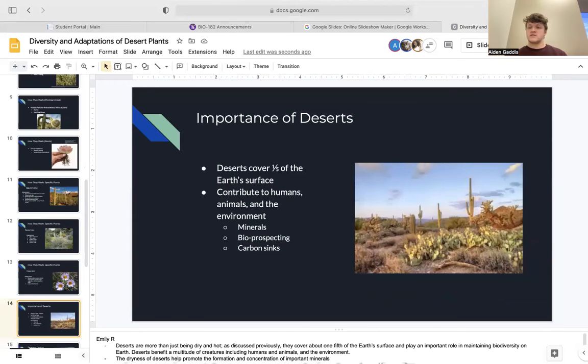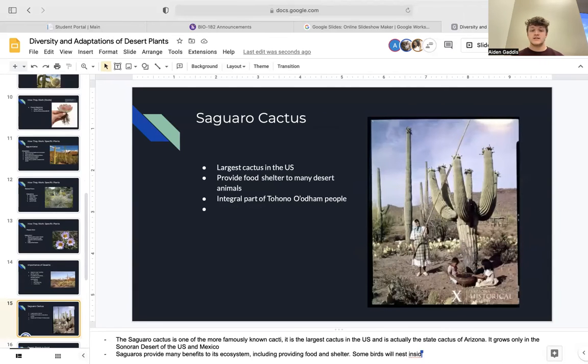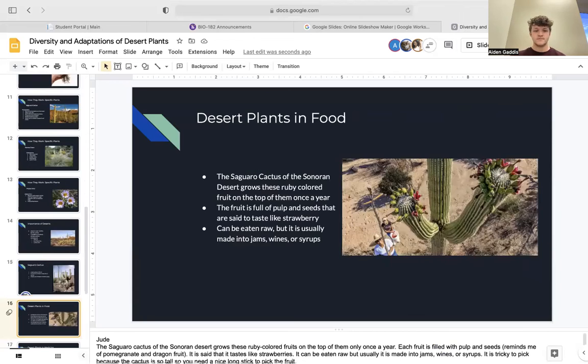All right, and the importance of deserts is deserts cover 1/5 of the Earth's surface. They contribute to humans, animals, and the environment through minerals, bioprospecting, and carbon sinks. The saguaro cactus is the largest cactus in the U.S. It provides food and shelter to many desert animals and is an integral part of Tohono O'odham people.